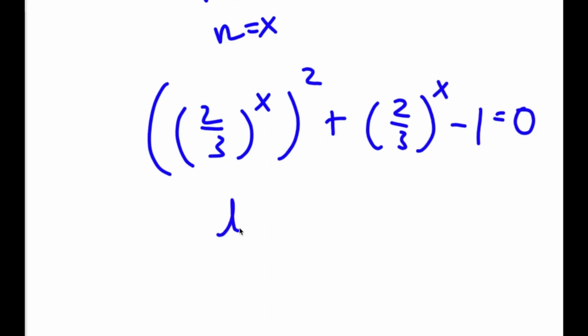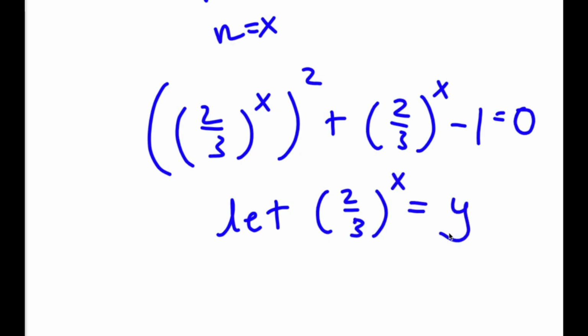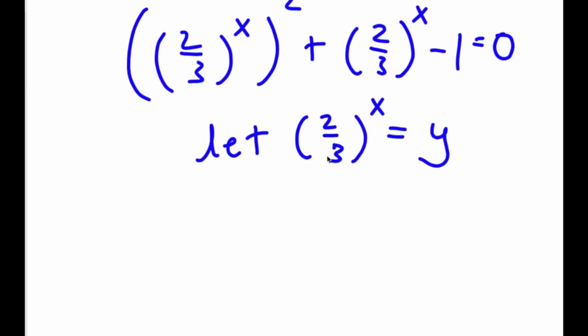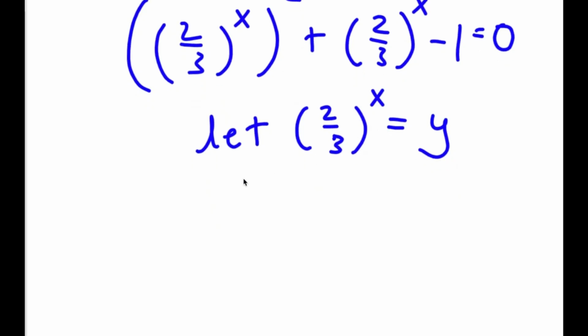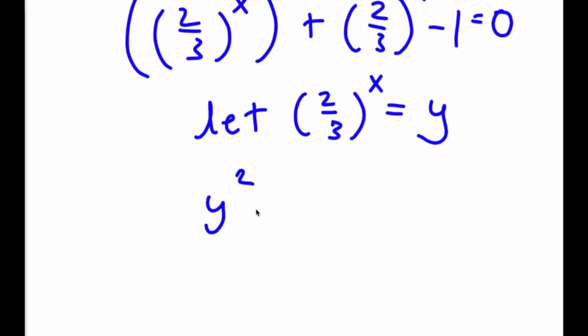Now I can let (2/3) to the power of x equal to the variable y. So now if I substitute in y for (2/3)^x, I get y squared plus y minus 1 is equal to 0. And now, as you can see, we have a quadratic equation.